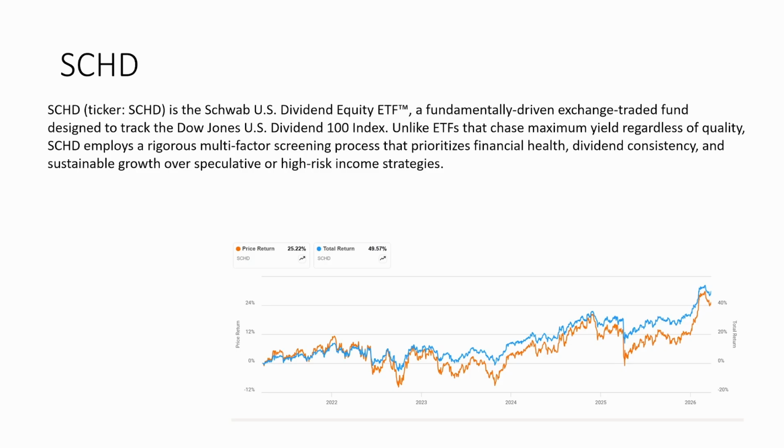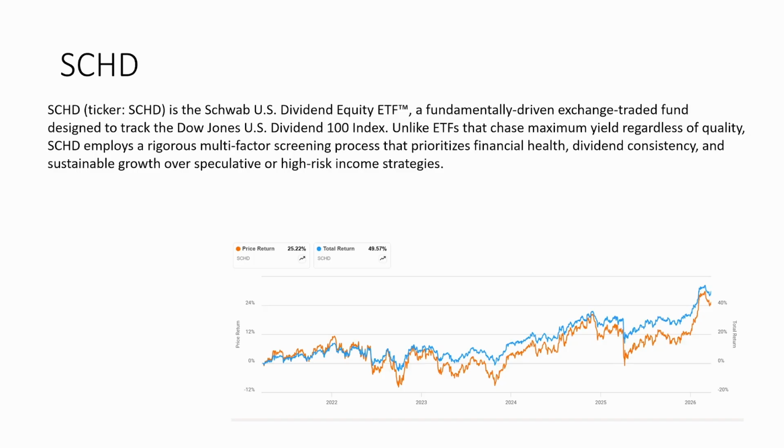Now, SCHD, one of the favorites in the investment community. This does focus on quality and sustainability, and it tracks the Dow Jones Dividend 100 Index. Unlike the ETFs that chase maximum yield regardless of quality, SCHD employs a multi-factor screening process to prioritize financial health, dividend consistency, and sustainable growth over high-risk income strategies.